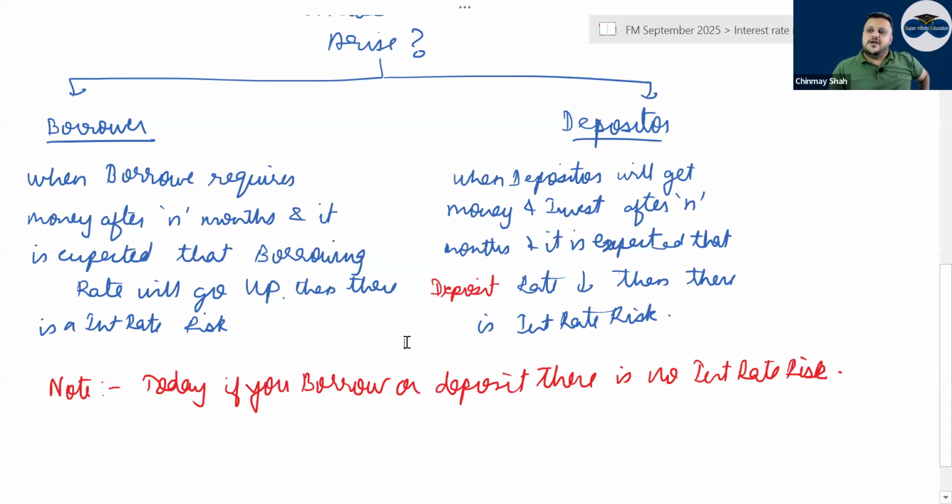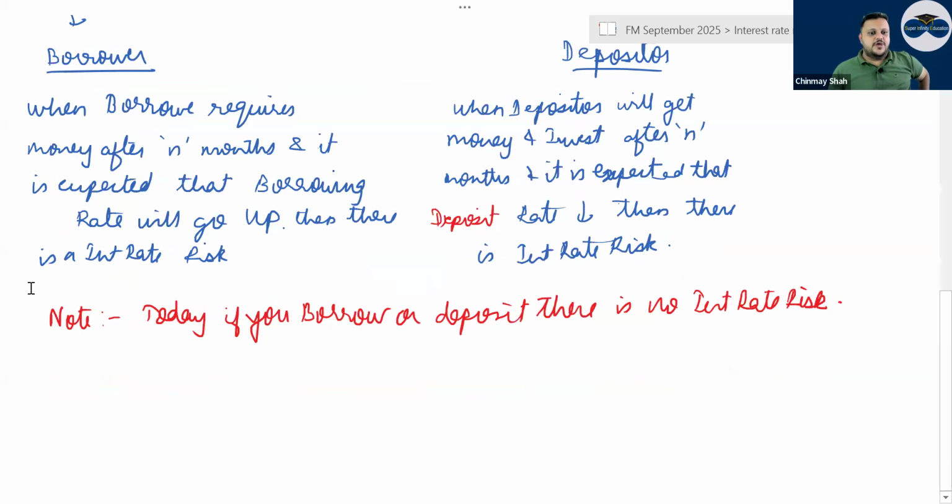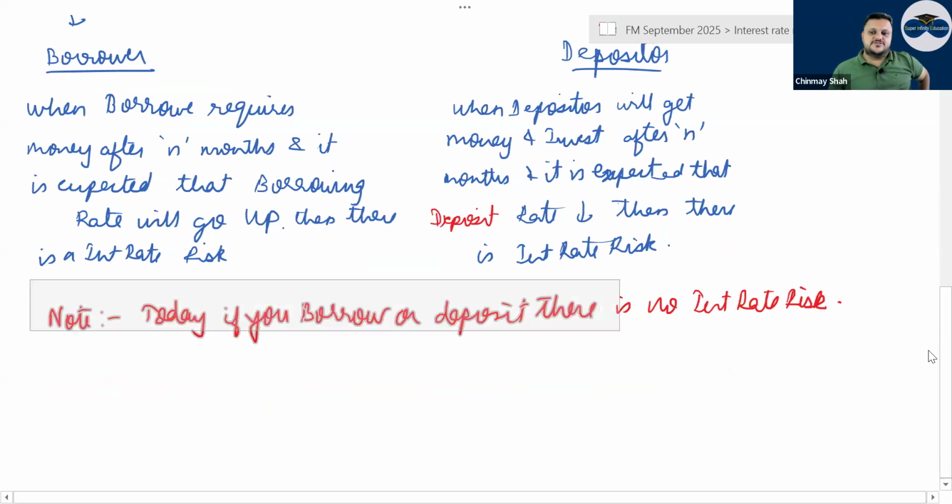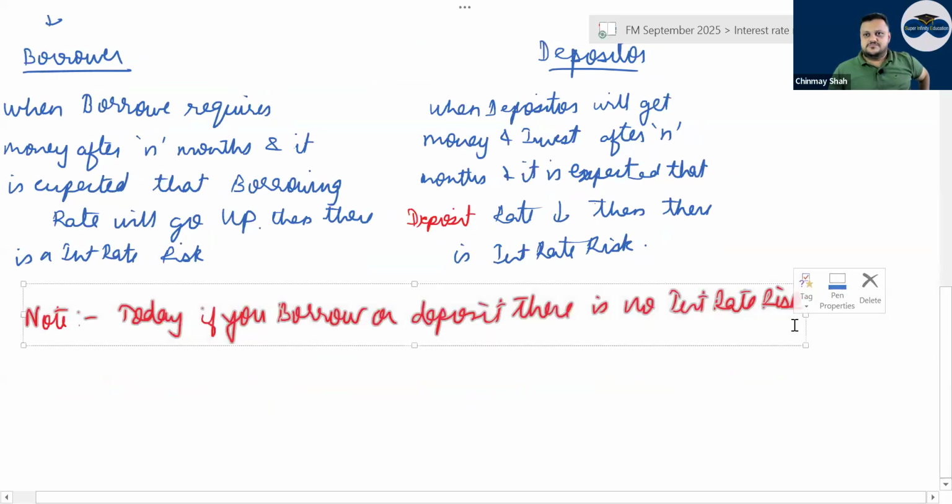A depositor knows that after 3 months he is going to deposit some money. Right now the deposit rate is 5%. Everyone is saying it is going to go to 3%. That is when you will be worried. When depositor will get money and invest after n months and it is expected that deposit rate will fall, then there is interest rate risk. Today, if you borrow or deposit, there is no interest rate risk at all. Correct?